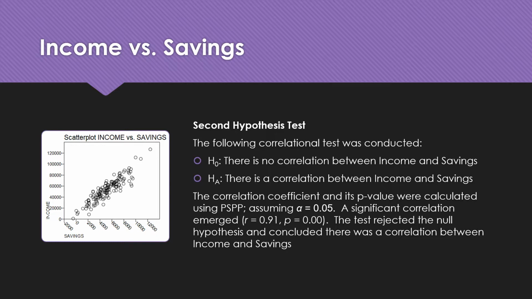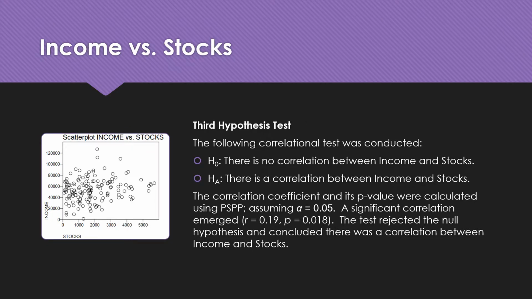And as you can see in the scatter plot, there is obviously a correlation between income and savings, and in this case, our p was 0, and our correlation r of 0.91 is approaching a perfect correlation. So in this case, we do reject the null hypothesis and conclude that there was a correlation between income and savings. On our third hypothesis, we looked at income versus stocks.